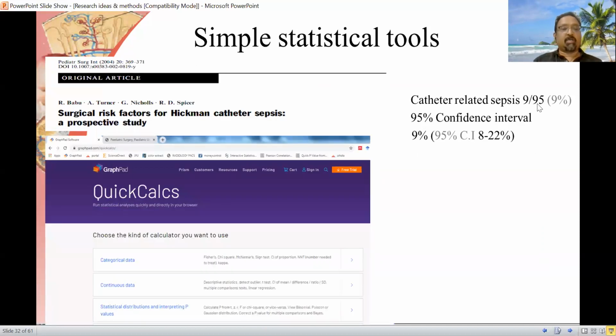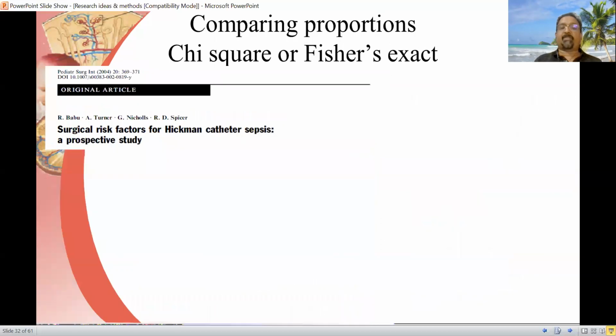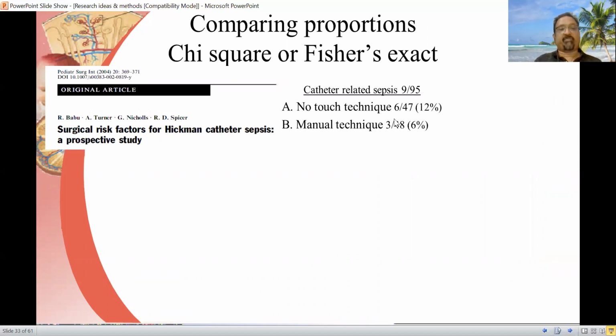So we go into this GraphPad calculator, then enter the confidence interval of a proportion or count, and then we enter this 9 and 95. It tells us that the confidence interval is 8 to 22%. So this particular data we have to provide whenever we give any percentage. Now when you compare proportions, the chi-square or Fisher's exact test is the commonest test which we used.